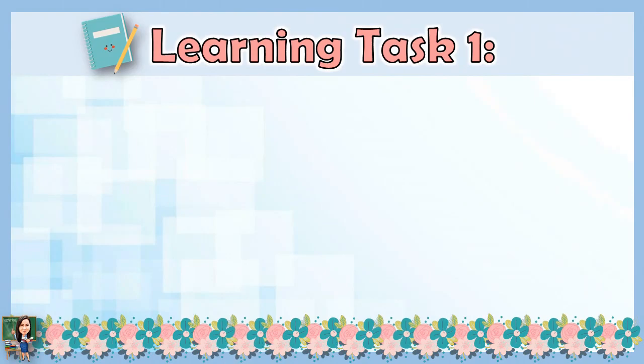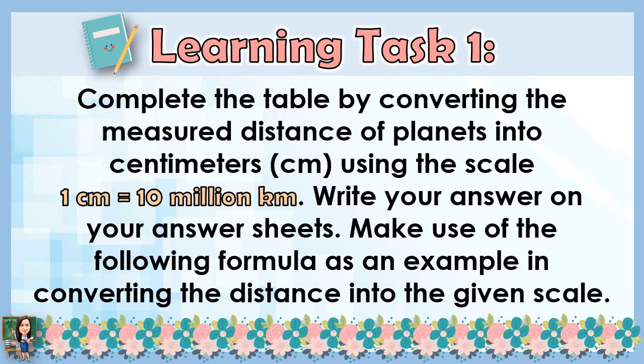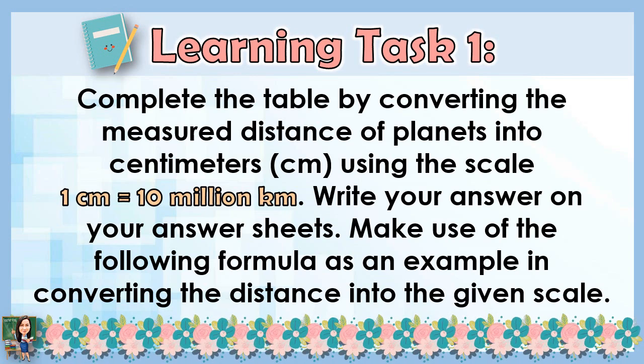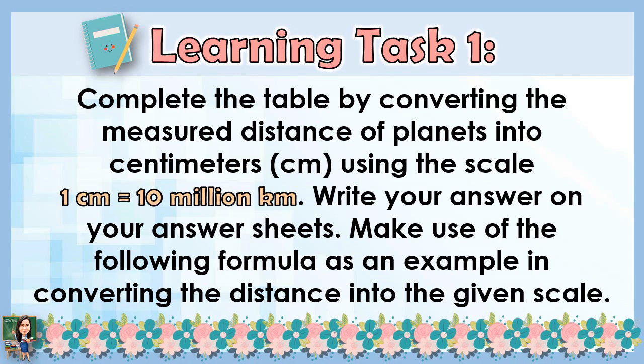And now let us do Learning Task 1. Complete the table by converting the measured distance of planets into centimeters using the scale 1 centimeter equals 10 million kilometers. Write your answer on your answer sheets. Make use of the following formula as an example in converting the distance into the given scale.